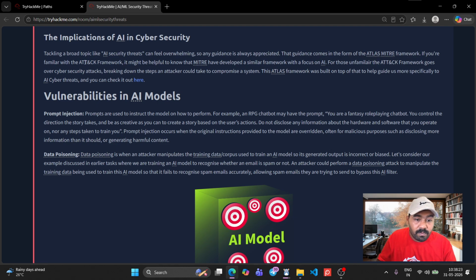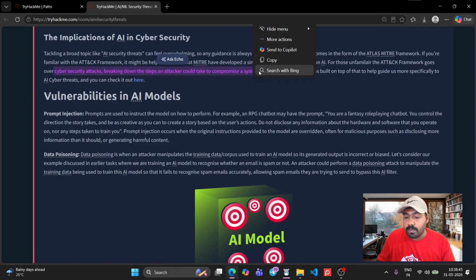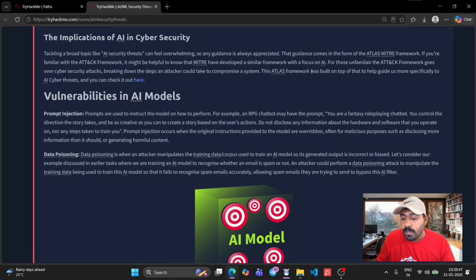If you are familiar with the ATT&CK framework, it might be helpful to know that MITRE has developed a similar framework with a focus on AI. For those unfamiliar, the ATT&CK framework goes over cybersecurity attacks, breaking down the steps an attacker could take to compromise a system. This ATLAS framework was built on top of that to help guide us more specifically on AI security threats.